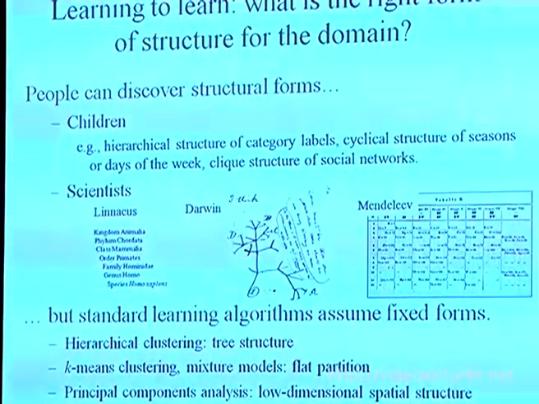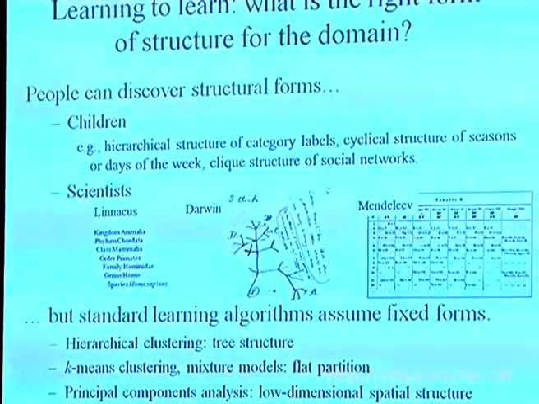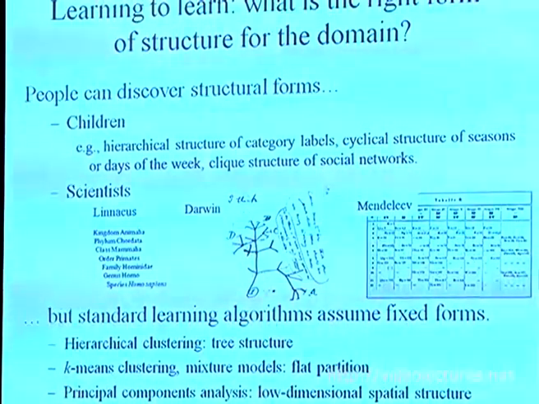Now, we have lots of great unsupervised learning algorithms for finding structure in data, but pretty much all assume a fixed form of structure and then just find the best structure out of that form. So if we want to learn trees, we have hierarchical clustering. If we want to learn flat cluster structure, we have k-means or mixture models. If we want to learn some kind of dimensional structure, we have both linear and nonlinear manifold techniques.